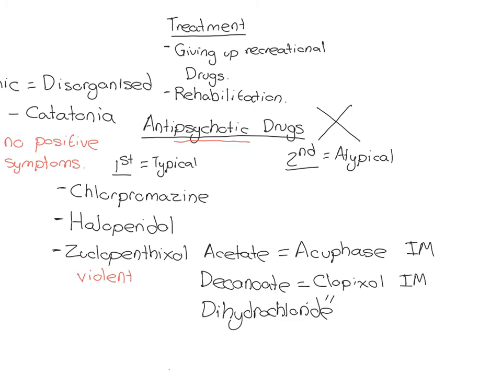But again, remember that the key use of this drug over the other antipsychotics is if you've got someone who's behaving very violently and aggressively and you need to calm them down and get rid of the aggressive behaviour, zoclopenthixol is the antipsychotic of choice.